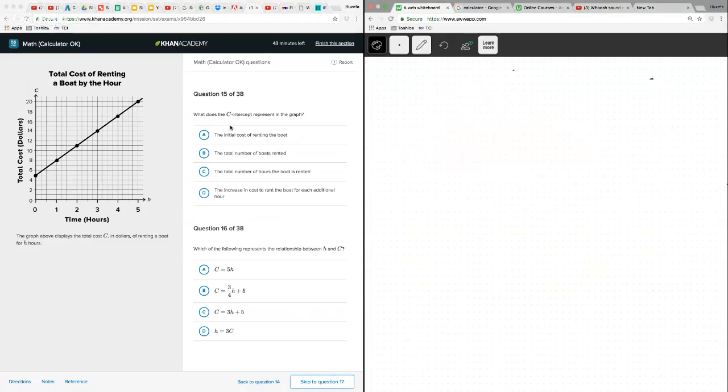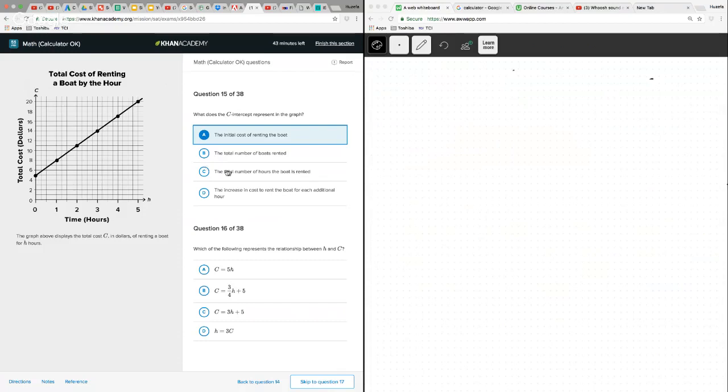Let's go to these. What does the C-intercept represent in here? Cost. So it sounds like the total cost of renting a boat. It's how much you would spend if you rent the boat for 0 hours, or the initial cost of renting the boat. Yeah, that would be this.